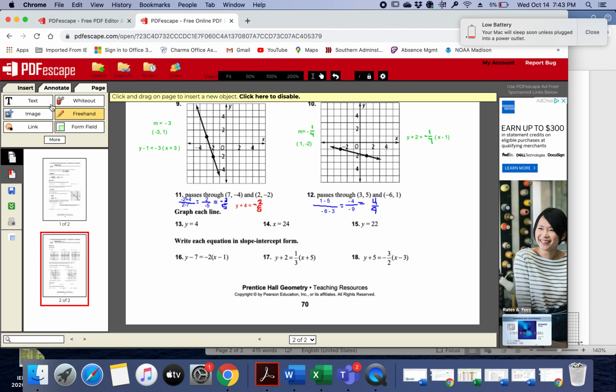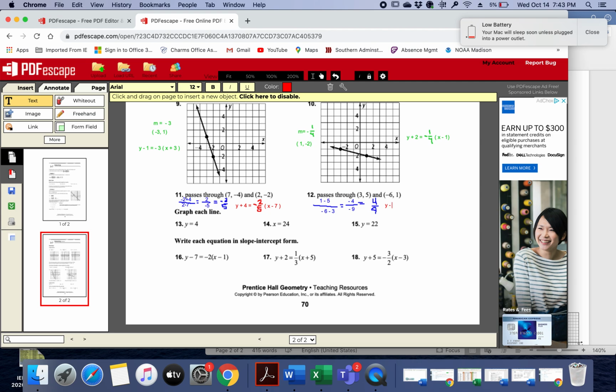Okay. And then we have, in parentheses, our x minus x1. So we have x minus, and our x value is 7. So x minus 7. And that's it. That's your equation for number 11. It's really that easy. So for number 12, we're doing the same thing over here.